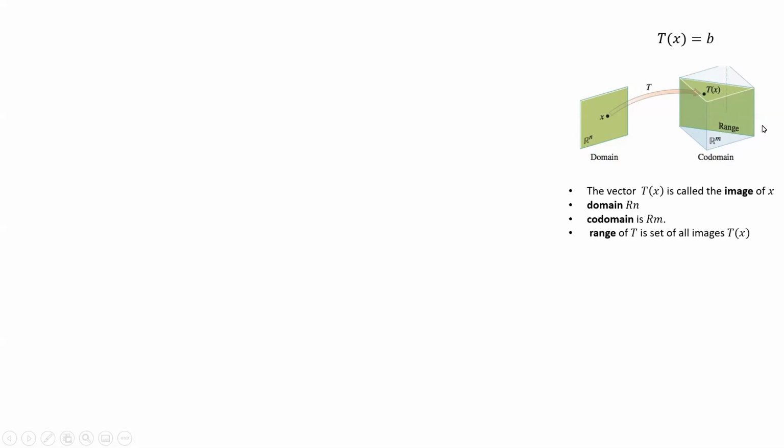And the size of the image space we refer to as the range. So we use this terminology to work through several examples of transformations and try to figure out how we can find vector X if B is given, how to find B if X is given, and how to figure out if our transformation is actually unique.